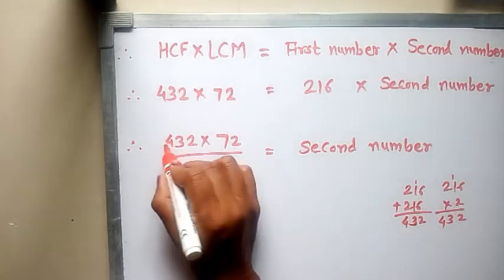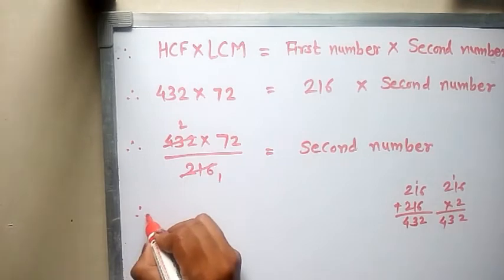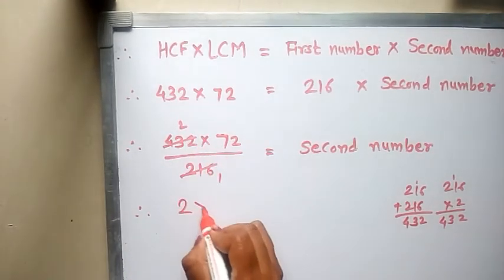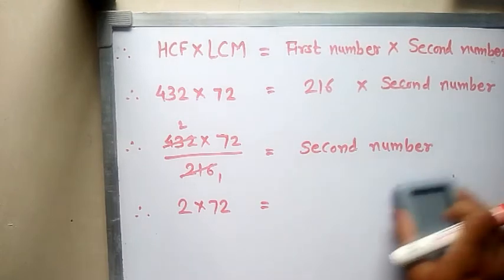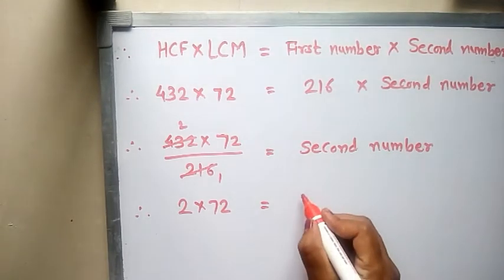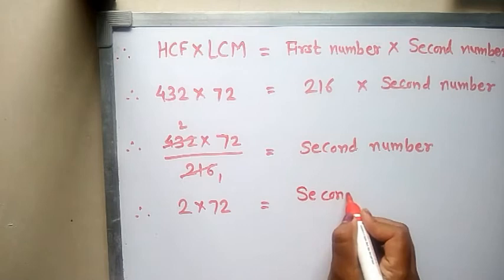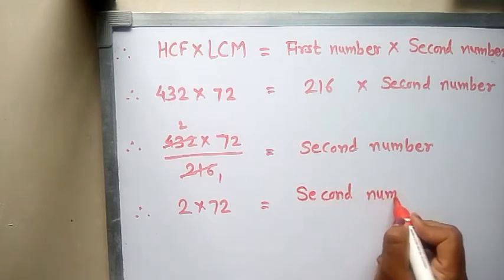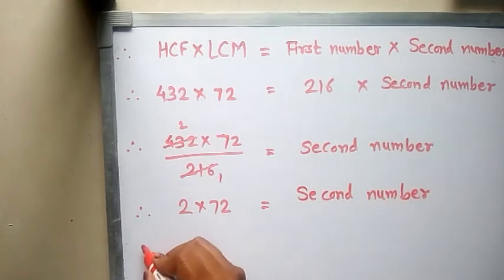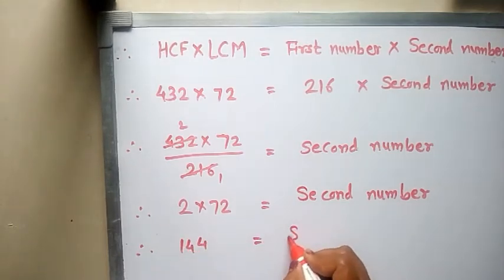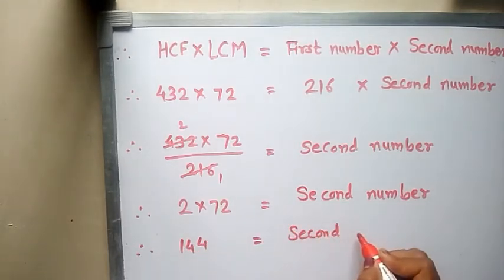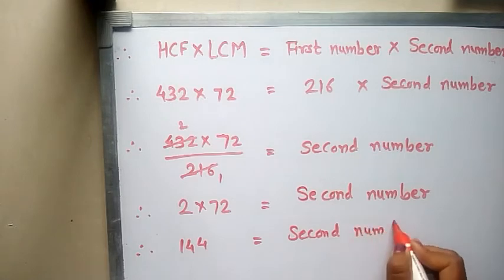I multiply by 2. Product is 432. 216 ones are 216. 2 into 216 is 432. 2 into 72 is equal to 144. Second number is 144. First number is 216 and second number is 144.